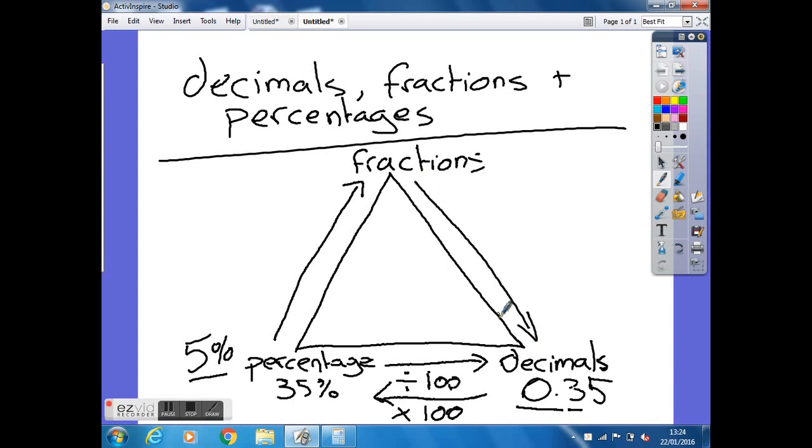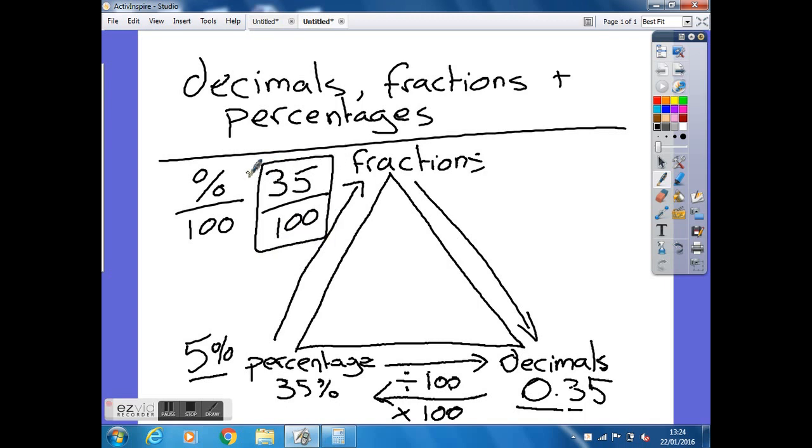So the main way we can get from percentage up to fractions is to simply write our percentage over 100. So in our case we'd have 35 over 100. And that's all we need to do. Now, there is such a thing as simplifying fractions, but we'll do another video on that. We'll leave that for now, and we'll leave our fraction as that.